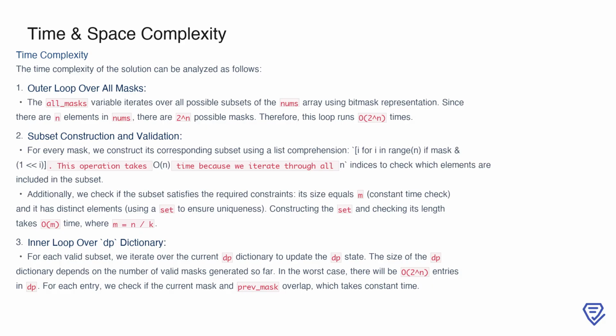Additionally, we validate the subset by checking if its size equals m and if its elements are distinct. Using a set to ensure uniqueness and checking its length adds another m time, where m is equal to n/k. Finally, for each valid subset, we update the dynamic programming dictionary DP by iterating over its current entries. In the worst case, there could be up to 2 to the power of n entries in DP, and checking if masks overlap takes constant time per entry.